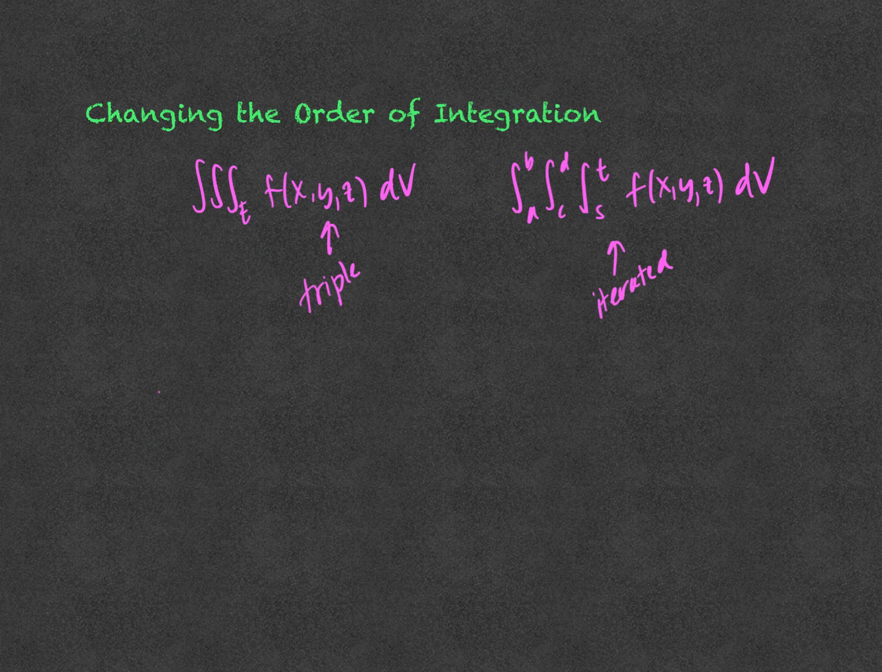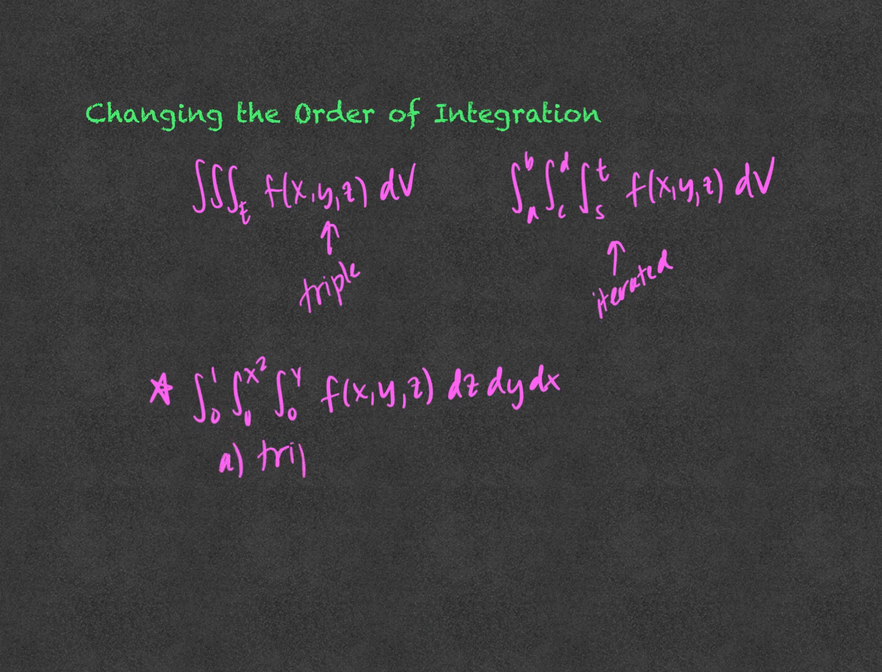It says express the iterated integral, the integral from 0 to 1, the integral from 0 to x squared, and the integral from 0 to y, f of x, y, z, dz, dy, dx, as a triple integral, and then rewrite it in the following order. So first of all, we need a triple integral, so that's not bad. That's what we see up above.